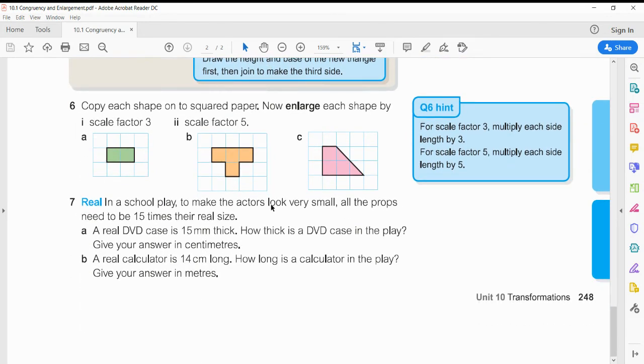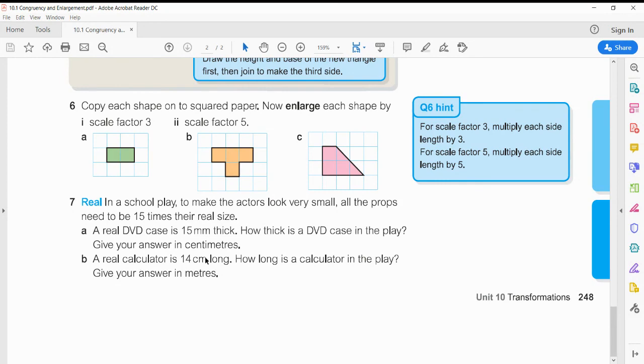Last question. In a school play, to make the actors look very small, all the props need to be 15 times the real size. A real DVD case is 15 millimeters thick. How thick would it need to be for the play? So it needs to be 15 times. So 15 times 15 is going to be 225, and that's going to be 22.5 centimeters.